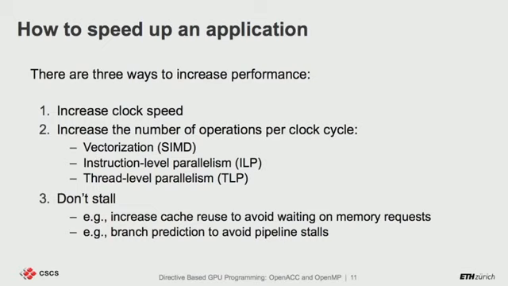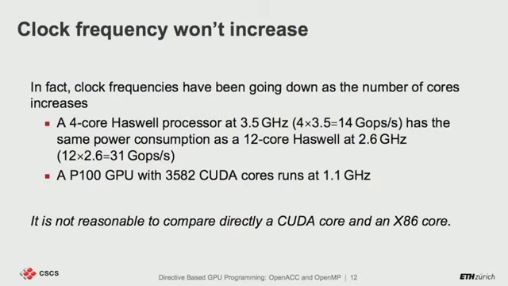performance at the architecture level, but the applications must also be aware of those advancements. So as I said before, clock frequency won't increase. Why? Because of the power wall problem. You can see that even a 4-core Haswell processor at 3.5 gigahertz has the same power consumption as a 12-core Haswell at 2.6 gigahertz. And I bet that on a 12-core Haswell you can get much more performance than on a 4-core Haswell.